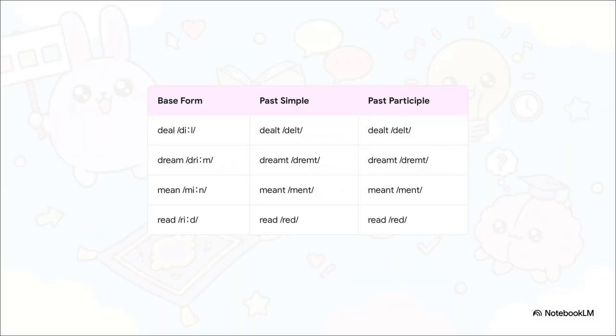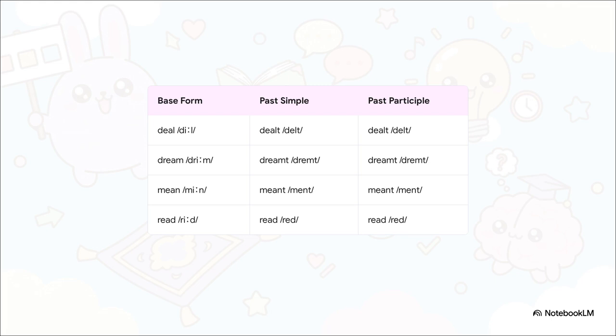Okay, we've got that exact same vowel shift in this next group, but it comes with a side of absolute absurdity in English spelling. Let's run through them. Deal, dealt, dealt. Dream, dreamt, dreamt. Mean, meant, meant. And then look at that last row.